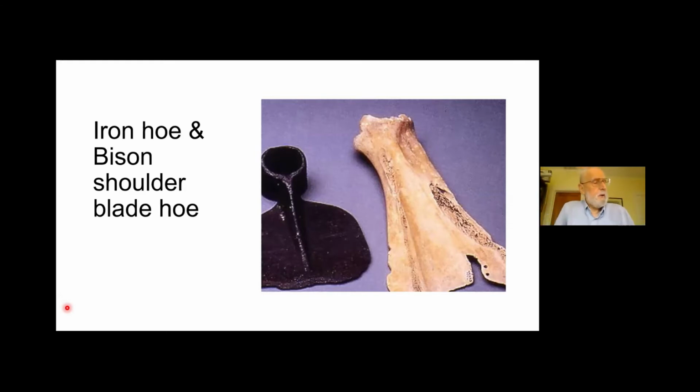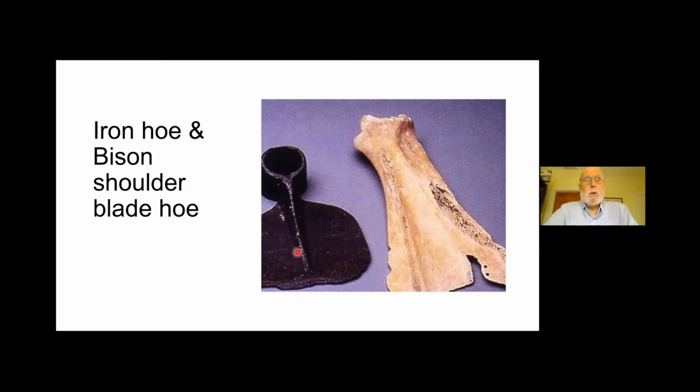The Native people provided food in return for trade goods like this iron hoe from the period. Next to the iron hoe is a bison shoulder blade hoe. If you're digging up the ground, a bison shoulder blade hoe brought in from further west or pieces of wood were about all you had. Iron, not steel, but an iron hoe was considerably better for digging up your garden.